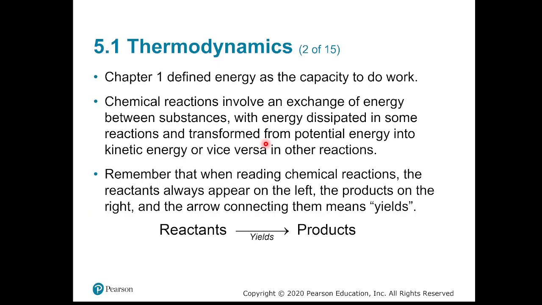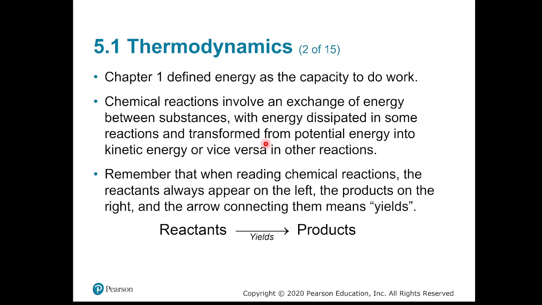All right, so chapter 1 actually defined energy as the capacity to do work. Chemical reactions involve an exchange of energy between substances, with energy dissipated in some reactions and potential energy transformed into kinetic energy or vice versa in other reactions. Keep in mind, when I talk about potential energy, that's like a rock sitting on a hill, right? And then when it starts moving, that's going to be kinetic energy, right? When I talk about reactions, the form of kinetic energy we're most often going to be referring to is heat, okay? That's the majority of kinetic energy in reactions, okay?